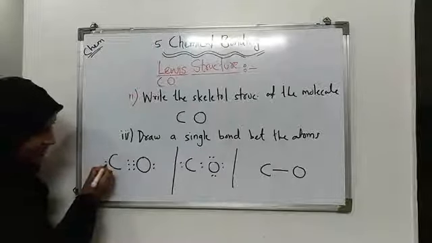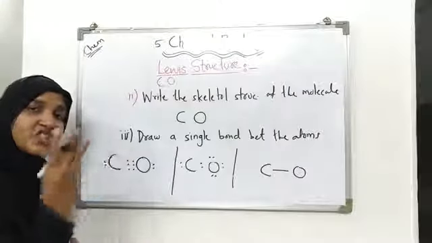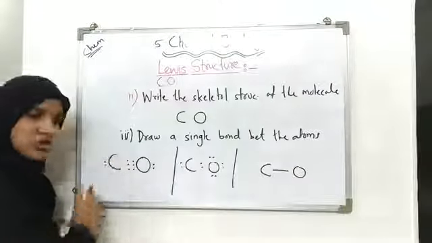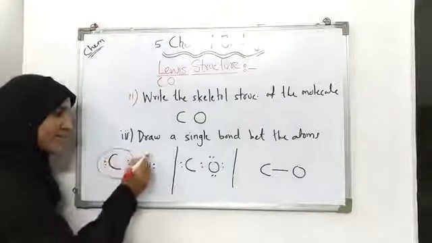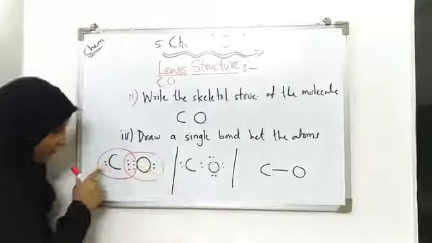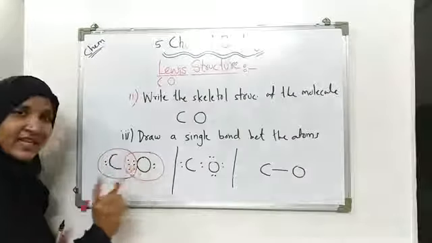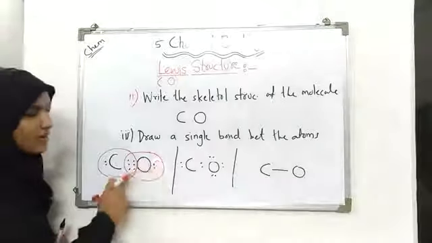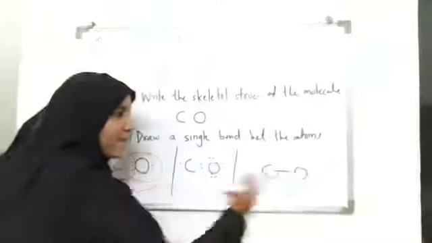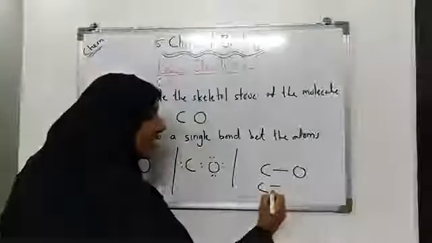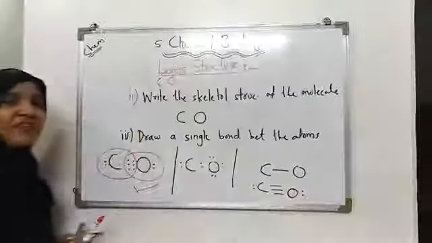It means that carbon and oxygen are sharing 3 pairs of electrons so that the octet of both the elements is complete. Now you can see, students, that the octet of carbon: 1, 2, 3, 4, 5, 6, 7, 8. It's complete for carbon and it is also complete for oxygen. So this is the correct structure, and carbon and oxygen are making 3 bonds with each other. Each has 1 lone pair left with them.